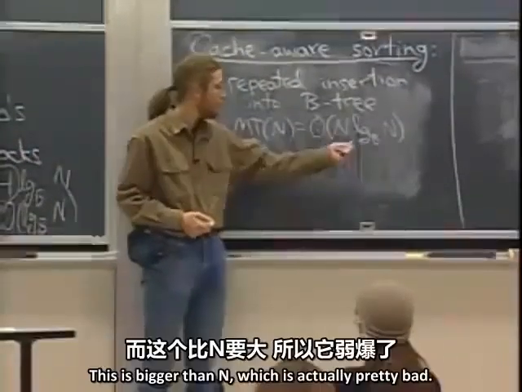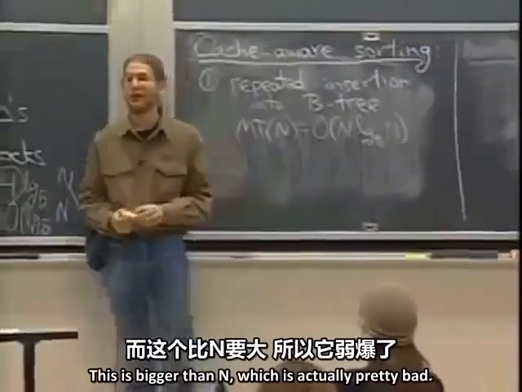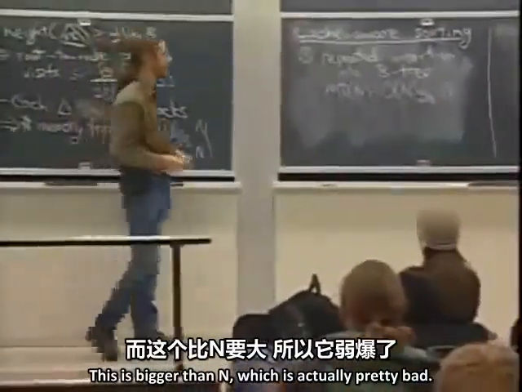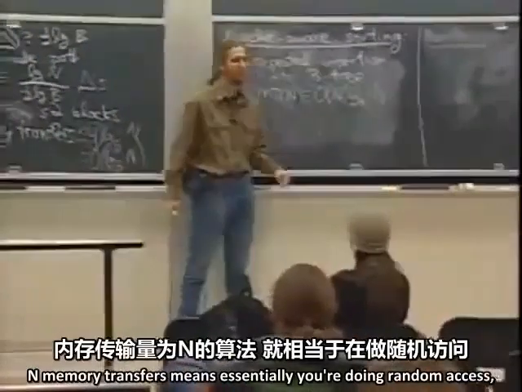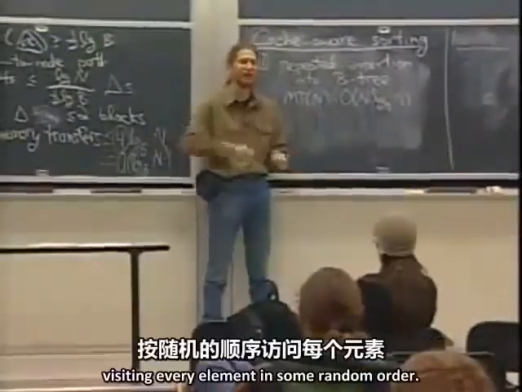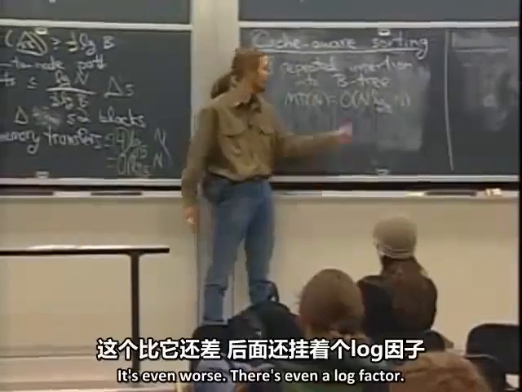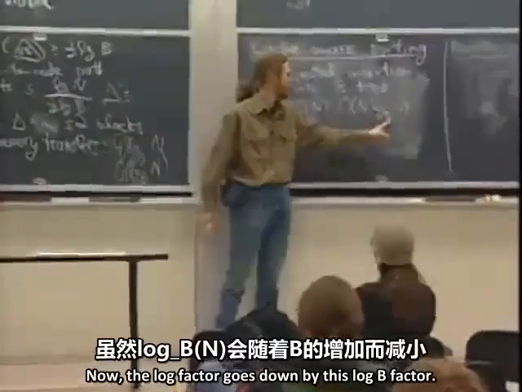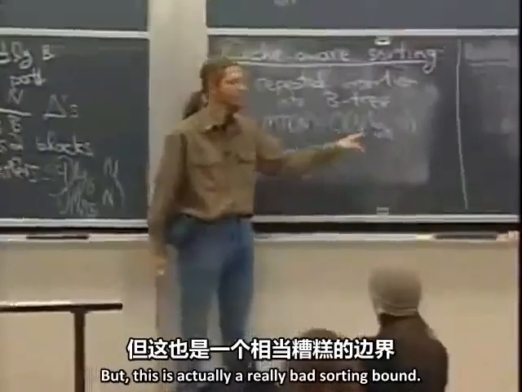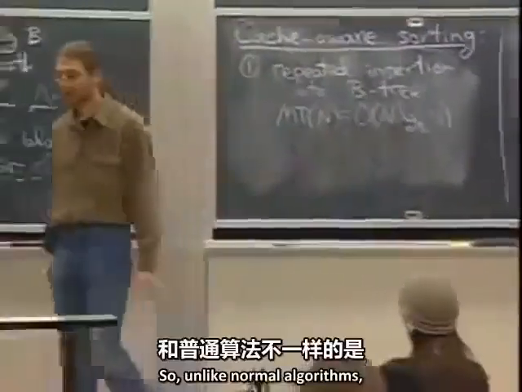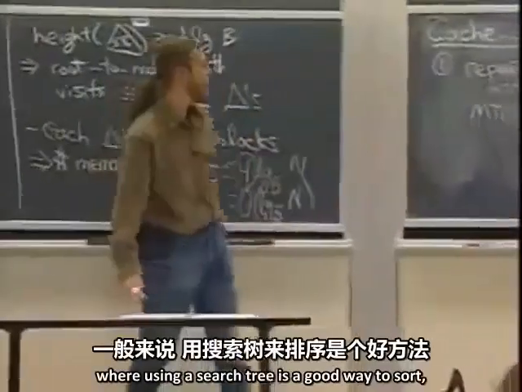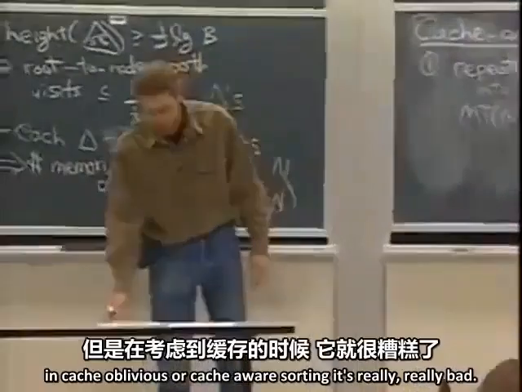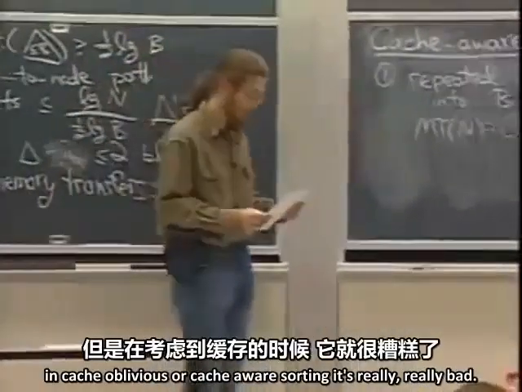This is bigger than n, which is actually pretty bad. N memory transfers means essentially you're doing random access, visiting every element in some random order. It's even worse. There's even a log factor. Now, the log factor goes down by this log B factor, but this is actually a really bad sorting bound. So unlike normal algorithms where using a search tree is a good way to sort, in cache oblivious or cache aware sorting, it's really, really bad.